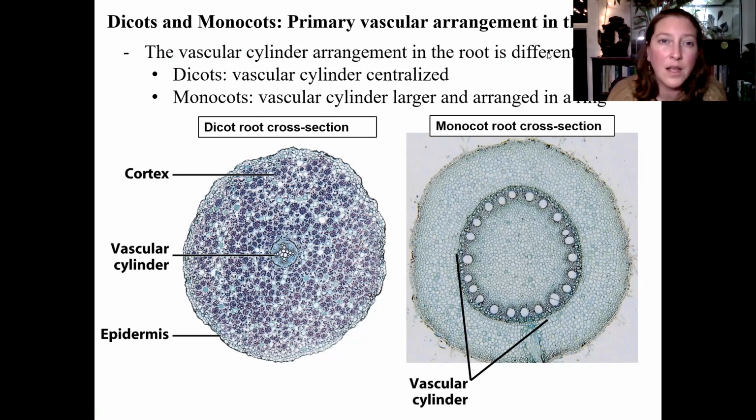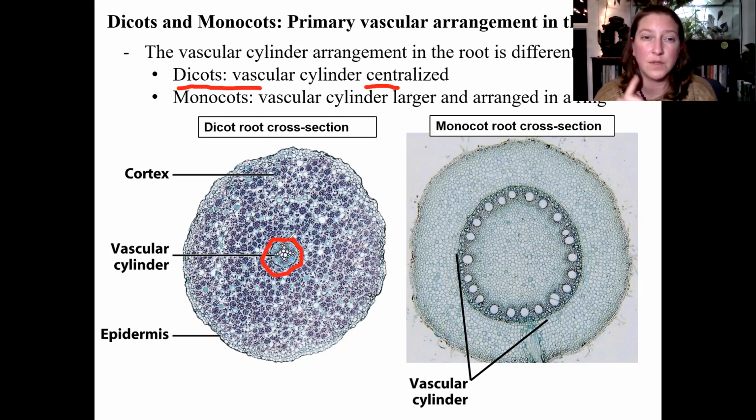So what do I say here? Dicots, vascular cylinder centralized, right? So in the stem, dicots, vascular tissue is arranged in a ring. In a root, vascular tissue in dicots in a root is centralized. So here it is. This is a dicot root vascular bundle in a root.